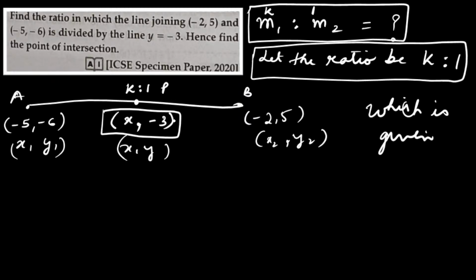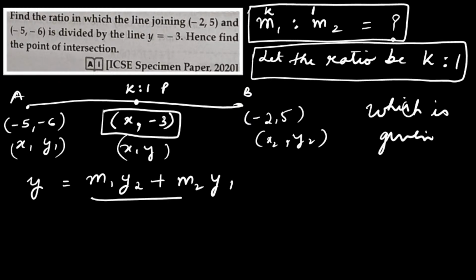Now if you see this coordinate, y is given to us because the x value we don't know. So that means we will use y in the section formula, because y's value is given to us as -3. So the coordinate which is given to us, that particular coordinate's formula we will be using. So y is equal to m1 y2 plus m2 y1, all divided by m1 plus m2.